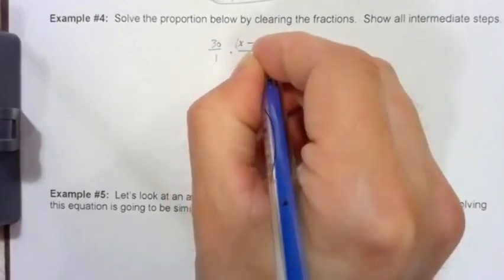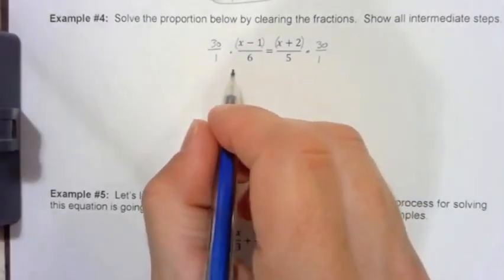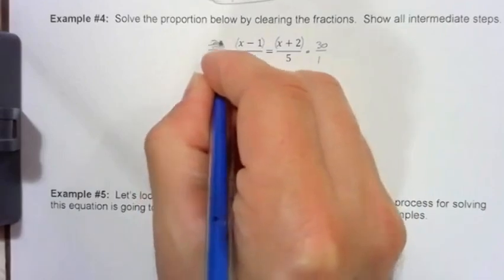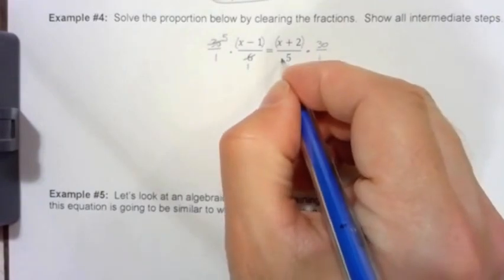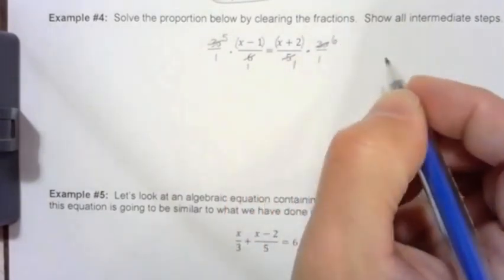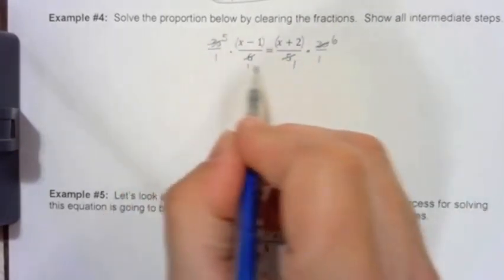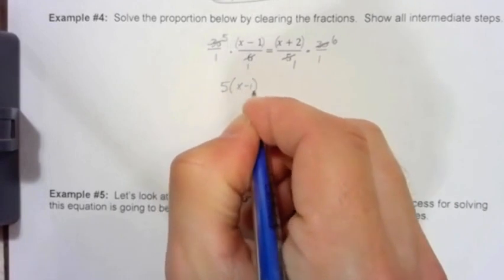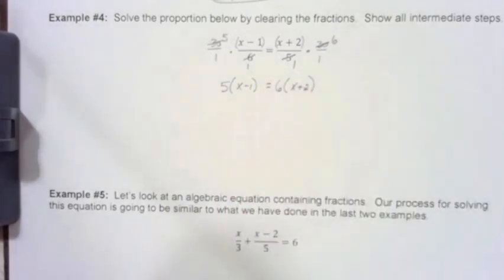And I'm going to put my numerators here in parentheses since there's more than one term in each of those. And now I'm going to simplify before I do anything else on each side. 30 and 6 have a common factor of 6. 6 goes into itself once and into 30 5 times. And on the right-hand side, 30 and 5 have a common factor of 5. 5 goes into itself once and into 30 6 times. Now all of the denominators are 1, so we can eliminate or ignore those denominators. So now on the left-hand side, I'm going to have 5 times (x minus 1) equals, on the right, 6 times (x plus 2).